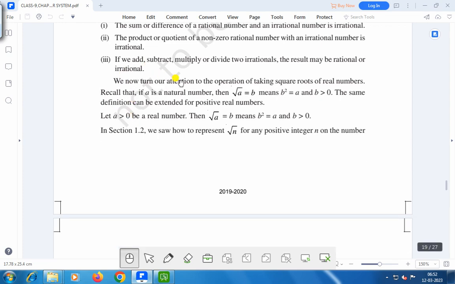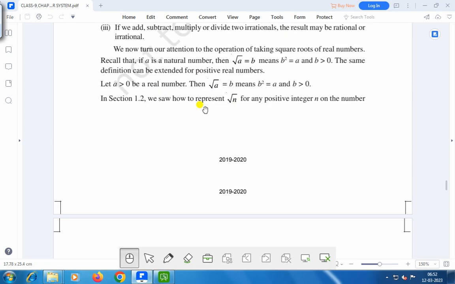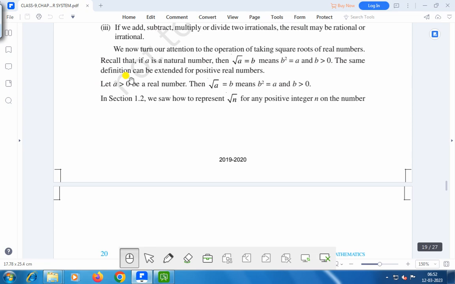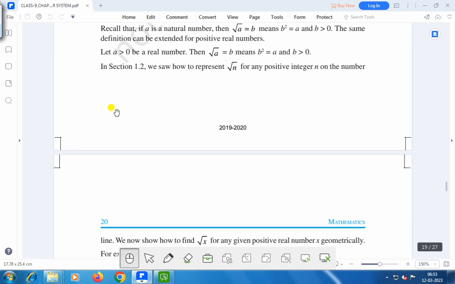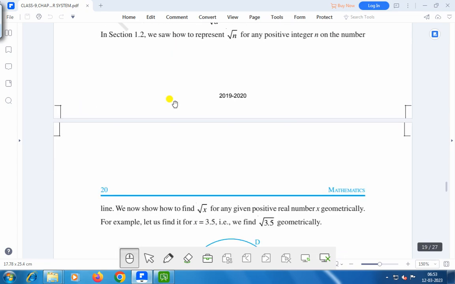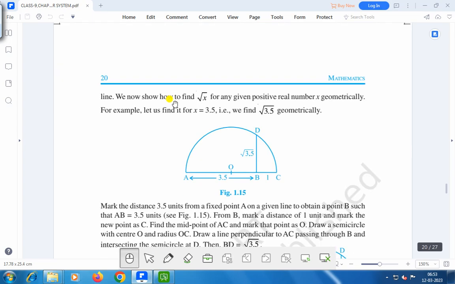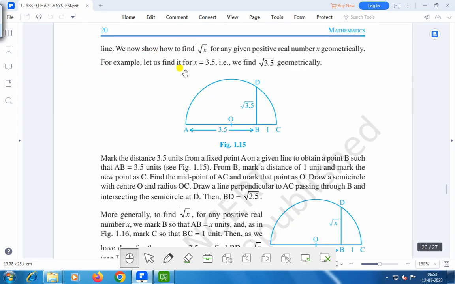We now turn our attention to the operation of taking square roots of real numbers. Recall that if a is a natural number, then root a is equal to b means b square is equal to a and b is greater than 0. The same definition can be extended for positive real numbers. Let a be a real number greater than 0, then root a equal to b means b square equal to a, where b is greater than 0. In an earlier section we saw how to represent root n for any positive integer n on the number line. We now show how to find root x for any given positive real number x geometrically.